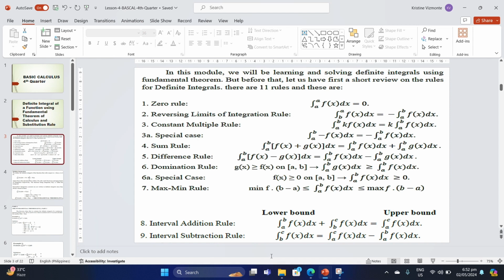Next, for our interval subtraction rule, the definite integral from b to c of f of x dx is equal to the definite integral from a to c of f of x dx minus the definite integral from a to b of f of x dx. So let's have examples in further slides for you to understand this one. But we already discussed some of it.